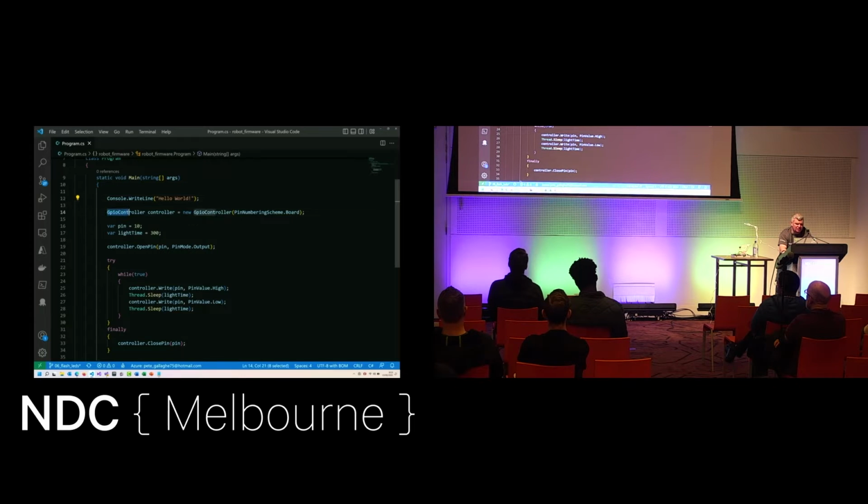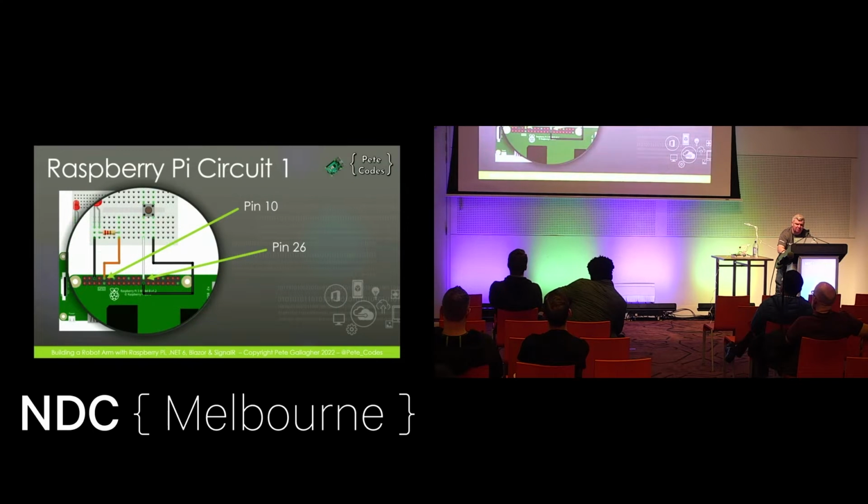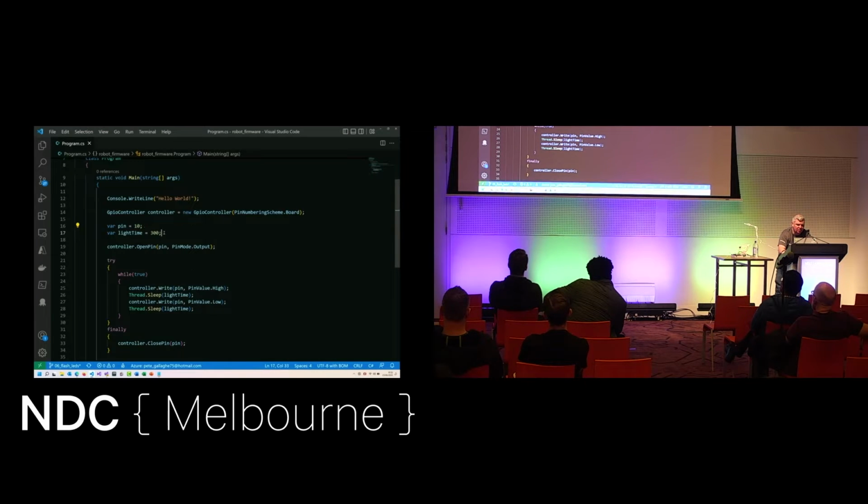Next up, we create a GPIO controller to be able to interface with our general purpose input-output. And then you'll see just here that we've got the pin numbering scheme of board, which is what I was mentioning earlier. You could use BCM, but you're mental if you do. So don't do that. Next, we define our pin connected to the LED. And if you remember, that was pin 10. And then we've got a variable we're going to use for a delay.